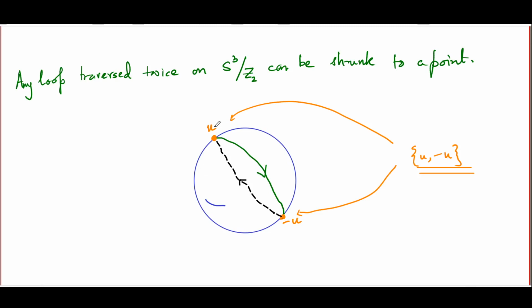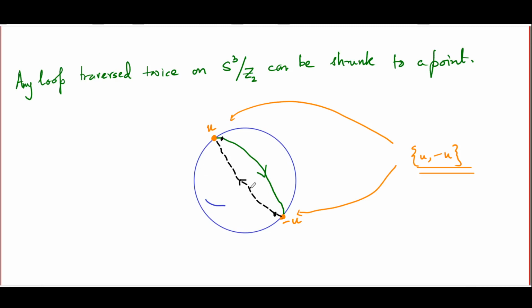So that may take some effort to understand, but you have to remember that you are starting the green loop at u. You are starting the black loop at minus u, which is the same point. After a while, as you move along the green loop, you land up here. Similarly, when you move along the dashed black loop, you end up here, which is exactly the same point as this one. Antipodal points on S2, but the same point on S2 by Z2.